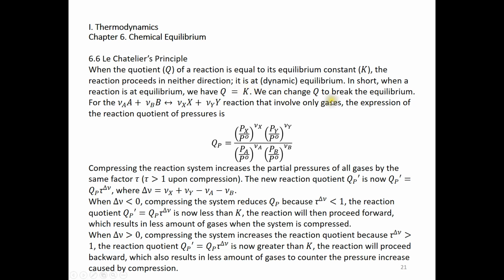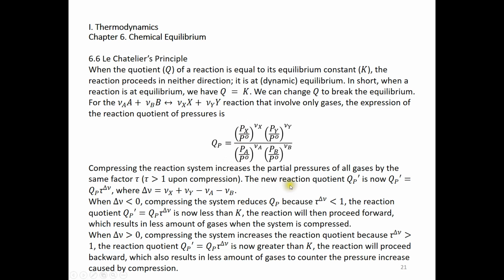We can also change the value of Q to break the equilibrium. For example, if we have this reaction that involves only gases, we have this expression, Q sub P, the reaction quotient of pressures. We have products on top, reactants on the bottom. Now we can actually compress the reaction system to increase the partial pressures of all gases by the same factor tau. And if it's compression, tau is greater than 1, because all those 4 species will have a larger partial pressure when the system is compressed.